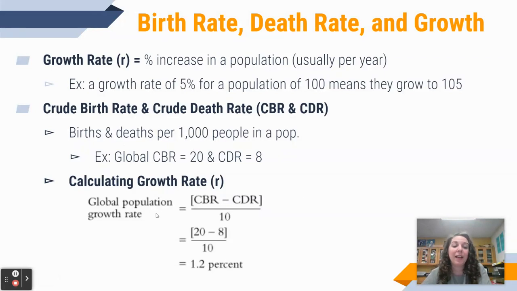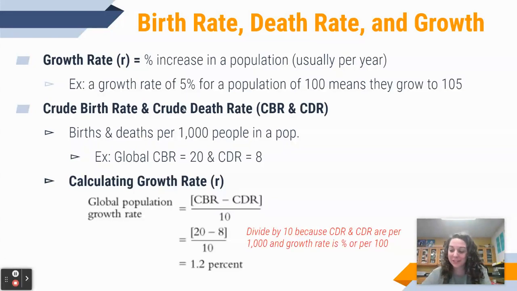To calculate that, you take your CBR and subtract your CDR from it. Now you have to divide it by 10, because remember, those are per 1,000, but our answer is a percentage, and a percentage is out of 100. So CBR minus CDR, divided by 10, to get that ratio correct. So 20 minus 8 divided by 10 would give us a population growth rate of 1.2%.